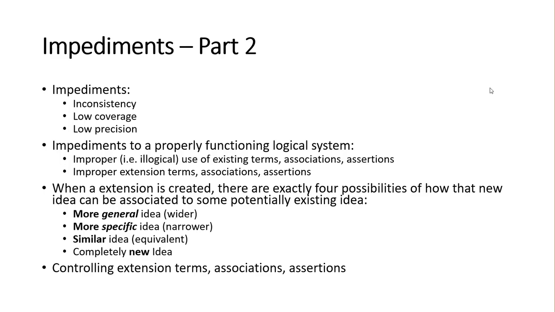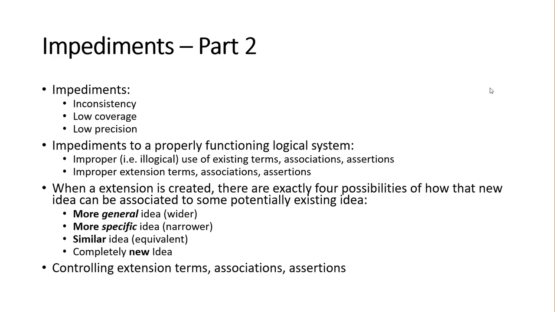When you extend a taxonomy or extend a logical system, there are exactly four possibilities that you can do. You can create a more general idea or wider idea and put it in your extension. You can create a more specific, narrower idea, and put it in your extension. You can create a similar, equivalent idea, or you can create a completely new idea.